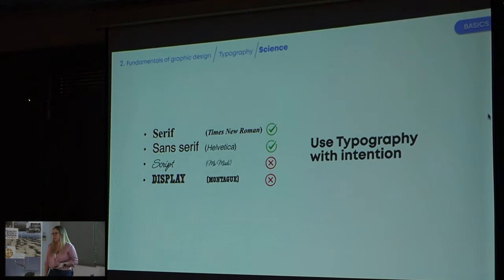But at the end of the day, as scientists, we want to transmit the information in a way that's neutral and objective. So we should only use serif or sans serif typefaces. Serif typefaces like Times New Roman have been around for quite some time. They come from a time where science was made by the higher class. So they're supposed to transmit sophistication, elegance, but also objectivity.